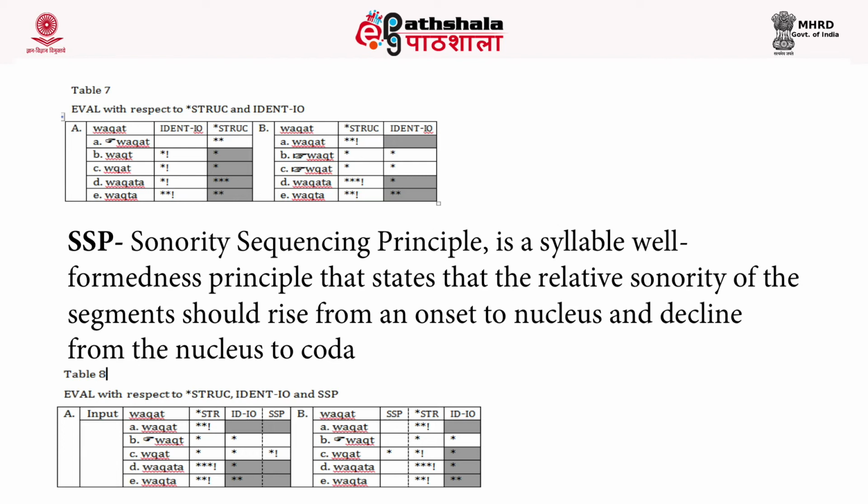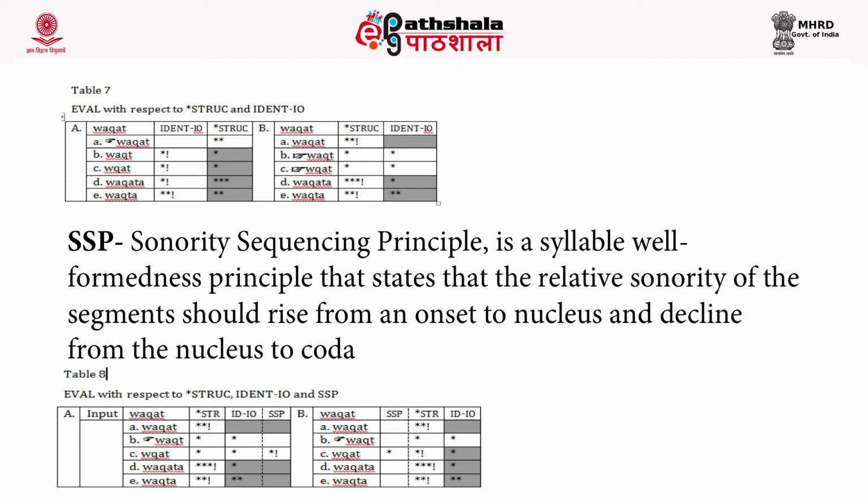So therefore what is happening here, considering these two potential candidates where we have both of them as optimal candidates, we need to introduce one more constraint. So what constraint are we going to introduce? As we know, Vakt is sounding more structurally well formed and C is not. So let us introduce another constraint which we call SSP, the sonority sequencing principle. The sonority sequencing principle is a syllable well-formedness principle that states the relative sonority of the segment should rise from an onset to nucleus and then decline from the nucleus to coda.